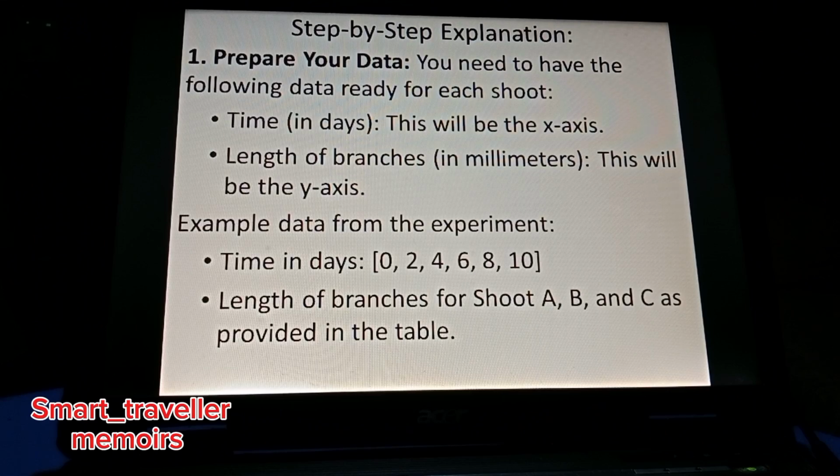So we have the step-by-step explanation on how to draw the graph. So step number 1 is you prepare your data. You need to have the following data ready for each shoot. Time in days. This will be in the x-axis. Length of branches in millimeters. This will be in the y-axis. Example data from the experiment. Time in days is 0, 2, 4, 6, 8, 10. Length of branches for shoot A, B, and C as provided in the table.